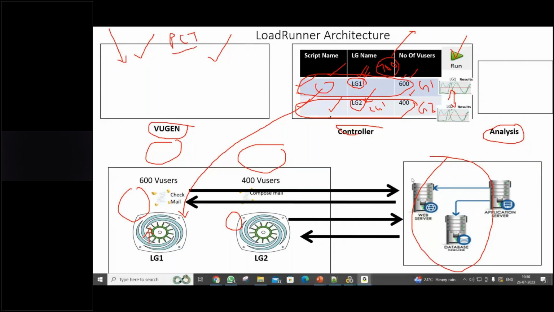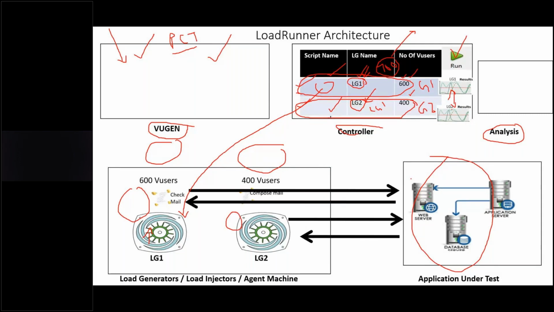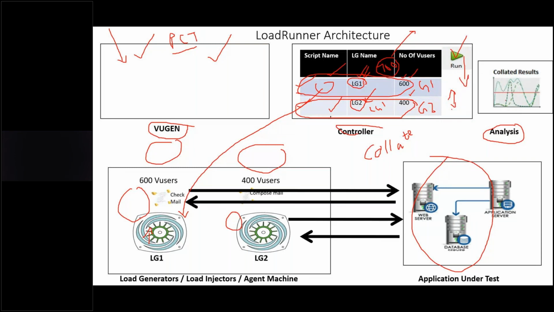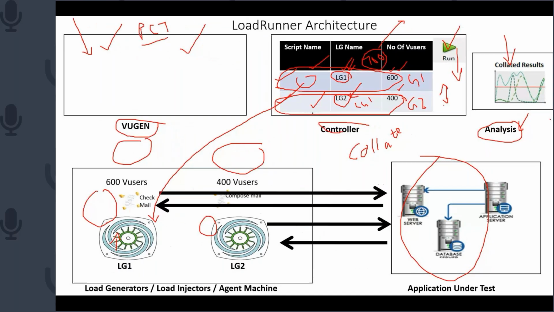Is there a word for that? Somebody can unmute themselves and tell, is there a word for that? Yeah, collating results. Collating the results. Wonderful. Okay, there is a word for that, which is what we call collating the results. So it will combine both the results and collate them, and those results you can download to your analysis tool, and you can do further analysis on the collated results.